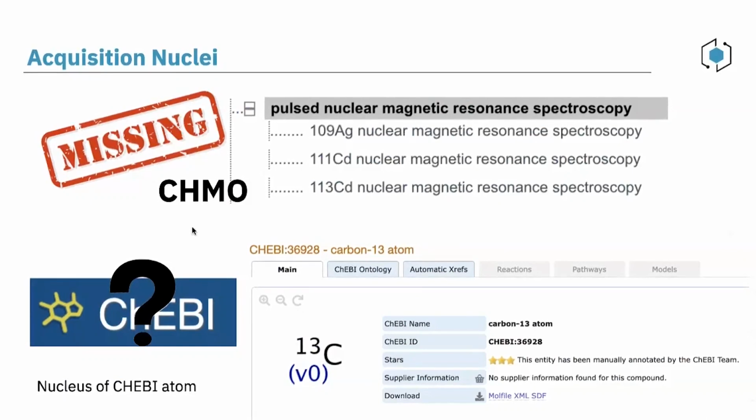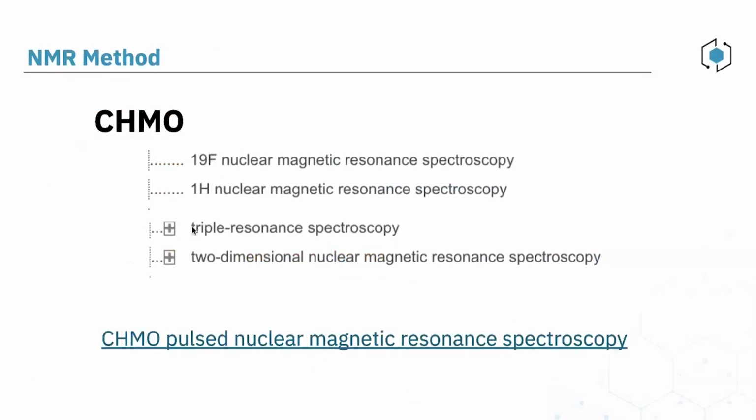The next thing is the NMR method. It's available in an extensive way in CHMO, but the problem is that the hierarchy is not clean enough. In the photo, we can see that we have, for example, 19F at the same level as two-dimensional NMR. So we don't have, for example, one-dimensional as a parent for it. It's mixed with the dimensionality a little bit, and it needs a lot of cleaning.